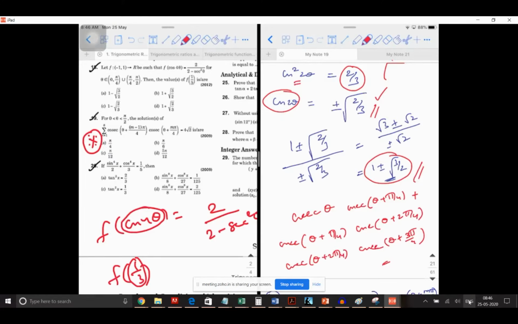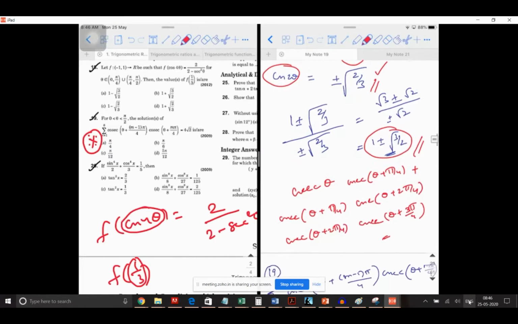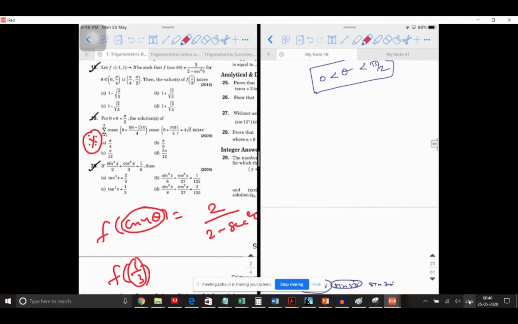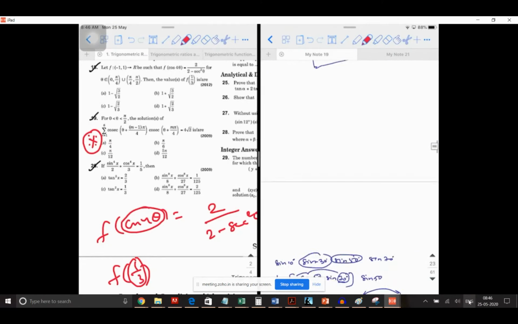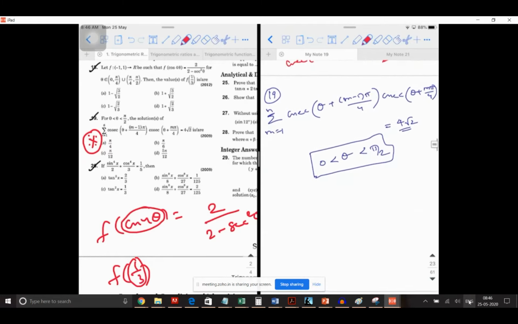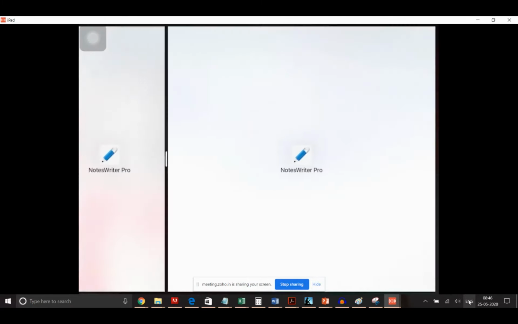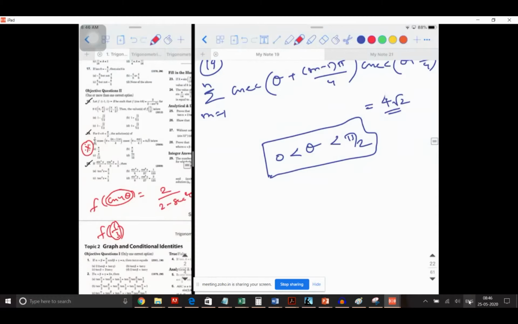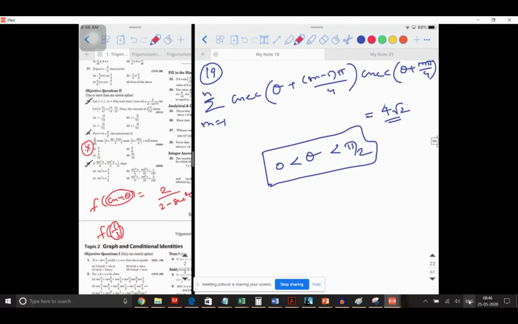So what we can do with respect to this problem is convert cosecant in terms of sine. I'll just give you the idea; I've not solved it completely. So what you can do here is sigma m is equal to 1 to n. This can be written as 1 by sine of theta plus m minus 1 into pi by 4 into sine of theta plus m pi by 4.